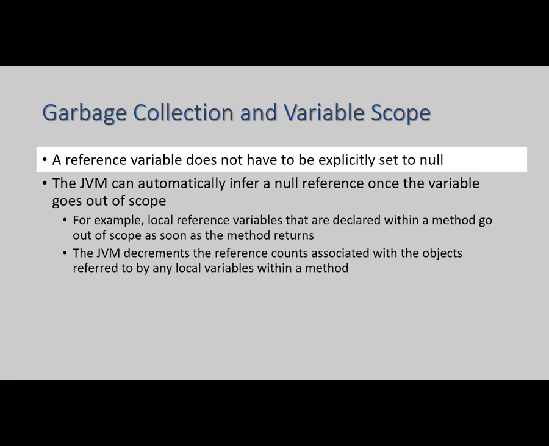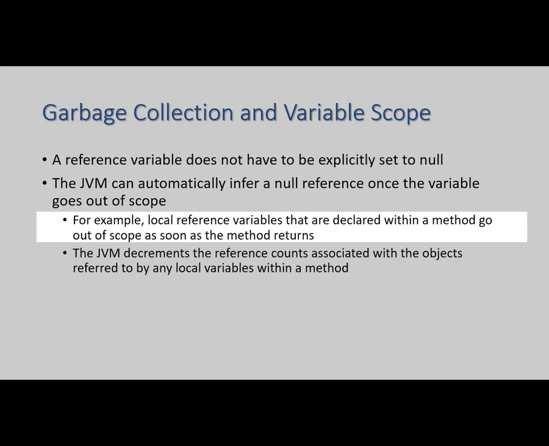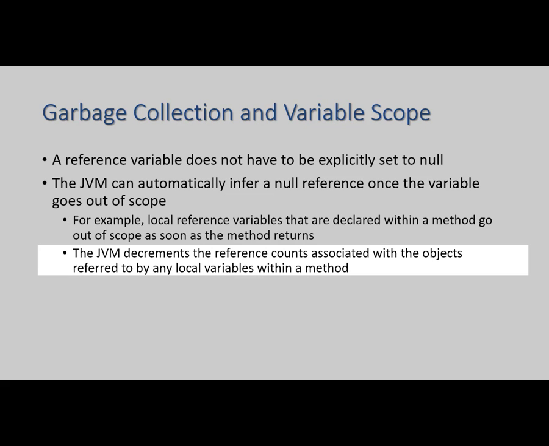A reference variable does not have to be explicitly set to null. The Java virtual machine can automatically infer a null reference once the variable goes out of scope. For example, local reference variables that are declared within a method go out of scope as soon as the method returns. The Java virtual machine decrements the reference counts associated with the objects referred to by any local variables within a method. When they become 0, the memory is deallocated.